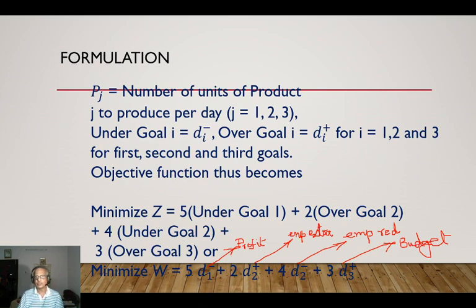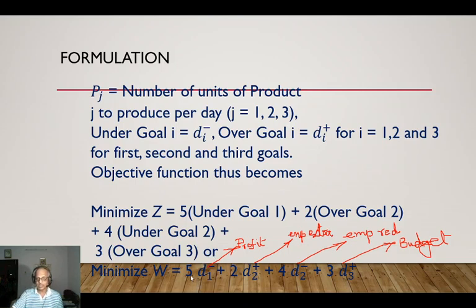So the formulation: Pj is the number of units of products, j equal to 1, 2, 3. Under goal i, di minus, over goal is di plus for i equal to 1, 2, 3. An objective function thus becomes minimize z, which will be 5 into under goal 1, 2 into over goal 2, plus 4 into under goal 2, plus 3 into over goal 3.